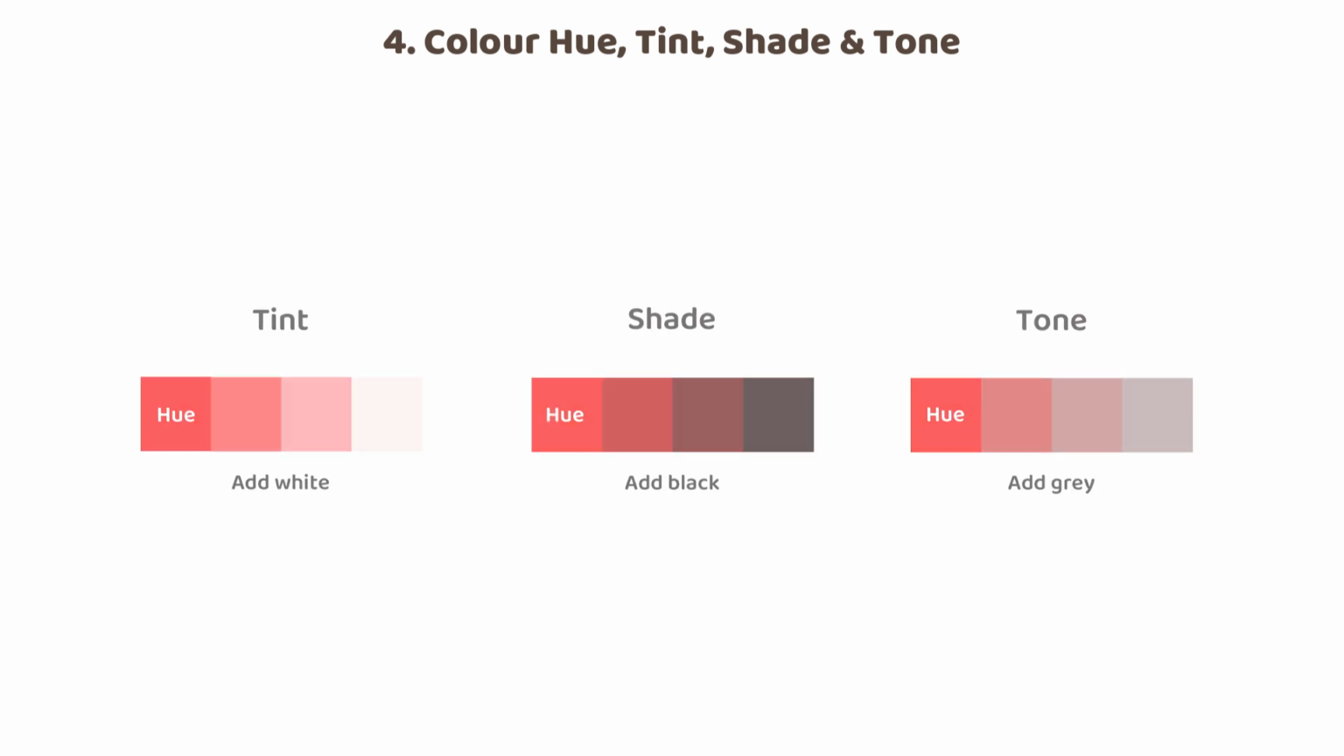Categorised by three terms, adding in white to your colour and you will start to get different tints of the colour, adding in black to your colour and you'll start to get various shades of your colour, and then adding in neutral greys to your colour, and this will give you different tones of the colour. And as you can see, these all affect the saturation of your hue in different ways.